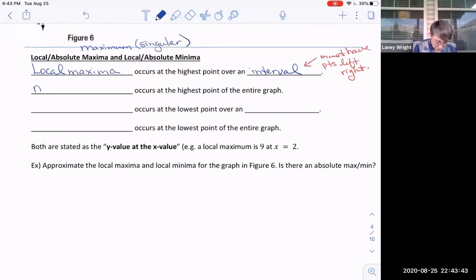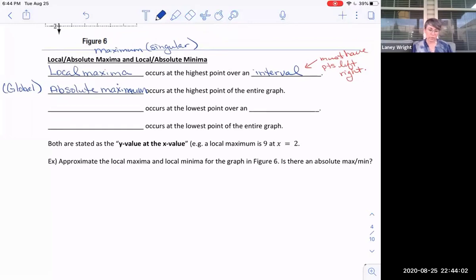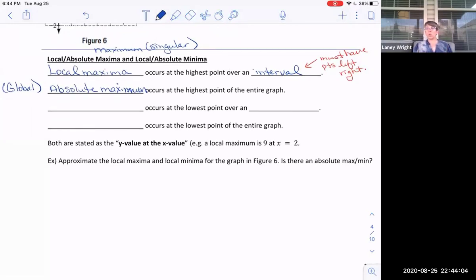Now, an absolute maximum, because if it's absolute maximum, it's the tallest. There's only one of them. Sometimes it's called the global maximum. And it is the highest point of the entire graph. So that's why we're using the singular, maximum. And this one can be an endpoint.